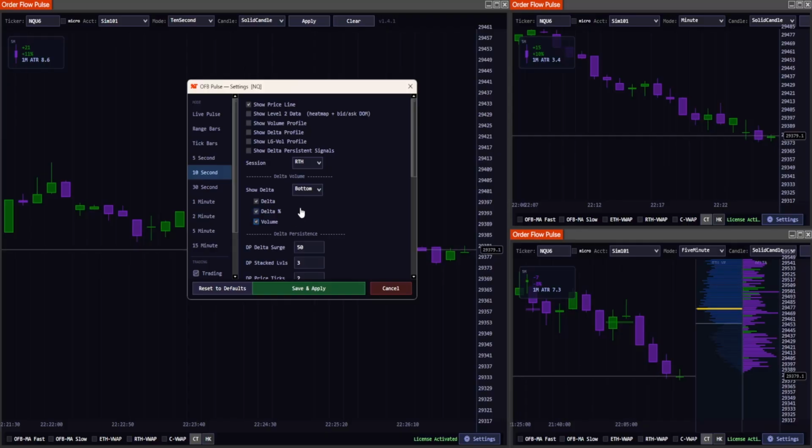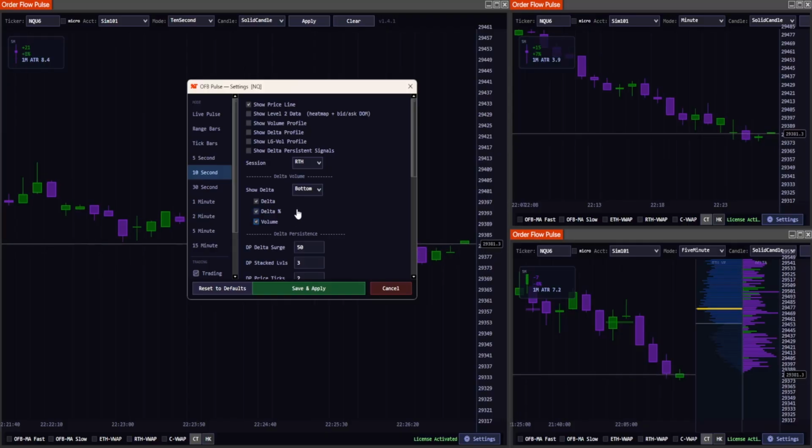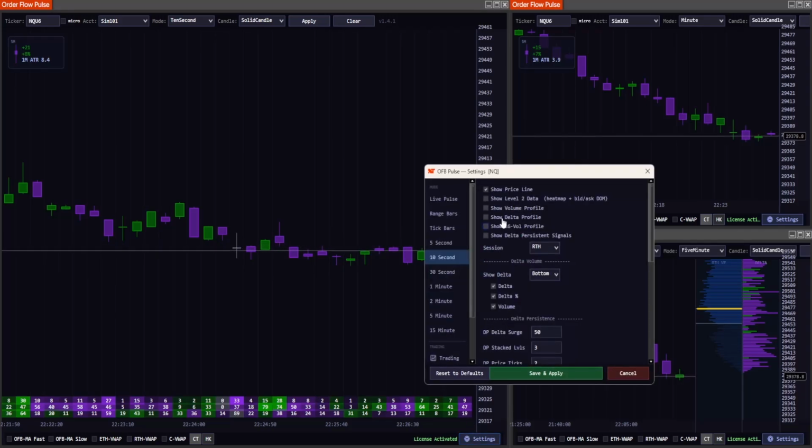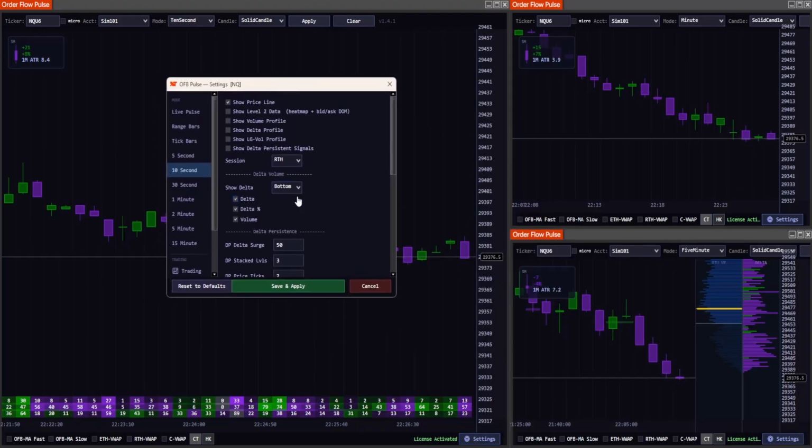I'm not going over my trading strategy. I'm just going over how I set my charts up. Now, at the bottom, I show on the bottom. If you want to show on both, that's going to show the delta underneath the candle as well as everything down below. So you just click apply, and now everything shows up here. That's how I have the 10-second chart set up.